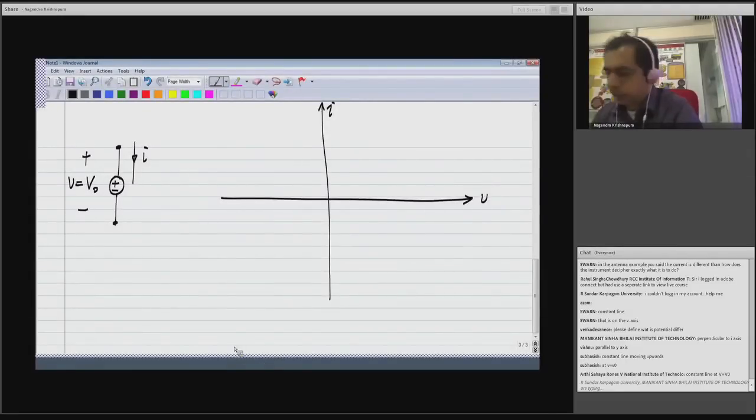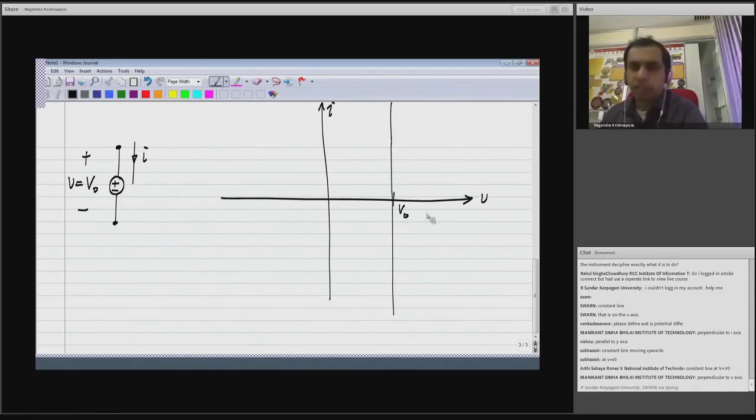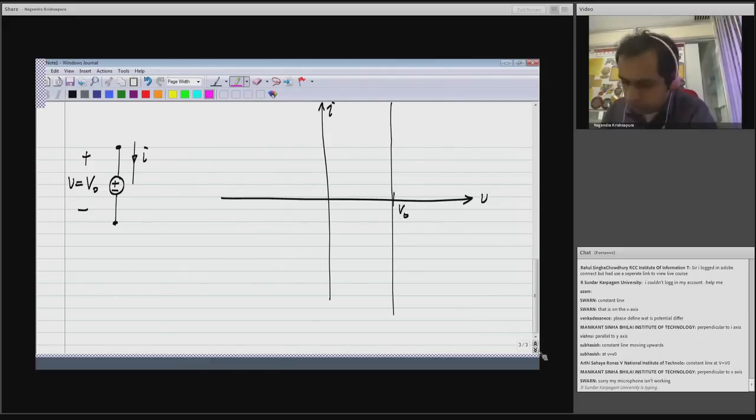So a lot of people have answered this, and it's pretty obvious. V equals V naught. That's all that's there to it, and I can be anything. So this will be a vertical line on the IV plane at V equals V naught. Okay. So this is the characteristic of a constant voltage source. Now the next element we'll look at will be a constant current source.